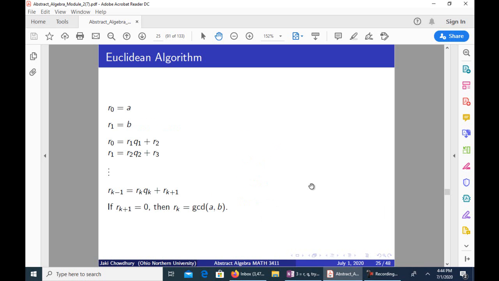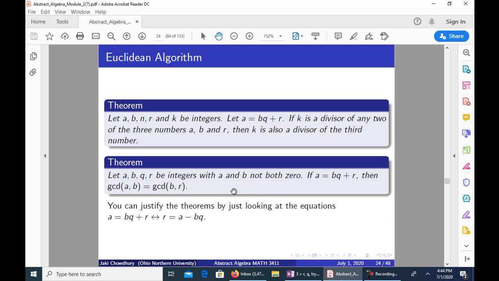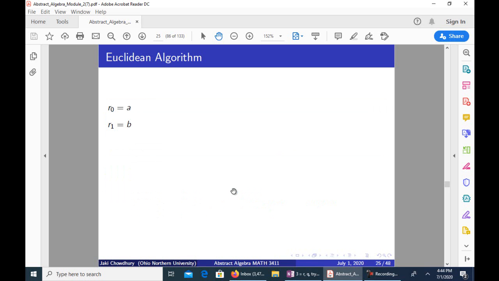So basically we are applying this second theorem here repeatedly to get to the GCD.